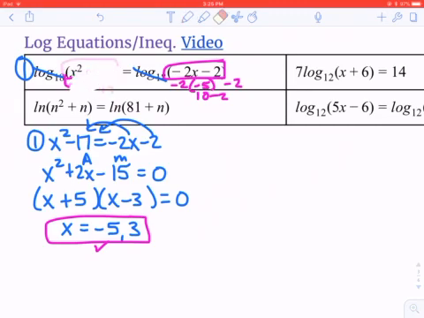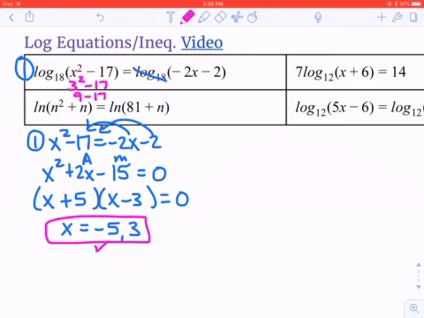Let's look at 3. So let me erase that first part. The 3, if we plug it in, would be 3 squared minus 17, which is only 9 minus 17, which would be a negative. So 3 does not check out. So x would only equal negative 5 for example 1.